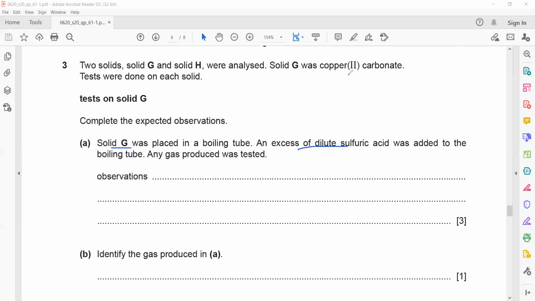Observation: it's copper carbonate and we are adding an acid, sulfuric acid. So this will result in the formation of carbon dioxide, but you don't say carbon dioxide gas is released. You will mention the observation: we'll observe fizz, bubbles, effervescence, and a gas that will turn lime water milky. Lime water turned milky, that's another thing. And because copper sulfate solution is formed, we'll mention a blue solution is formed.